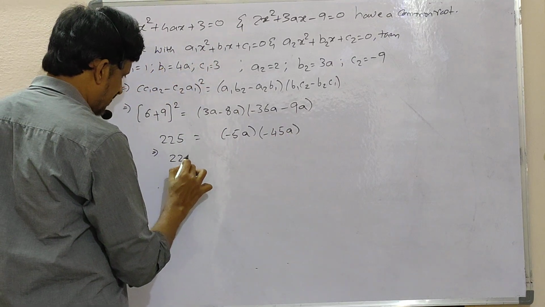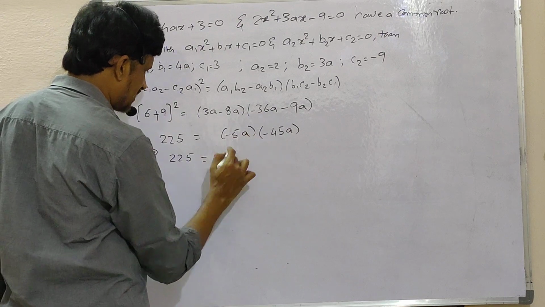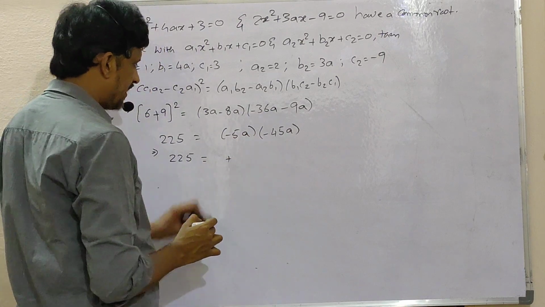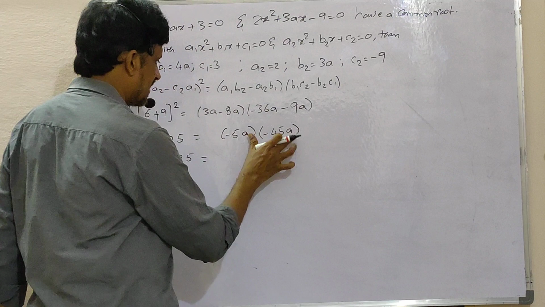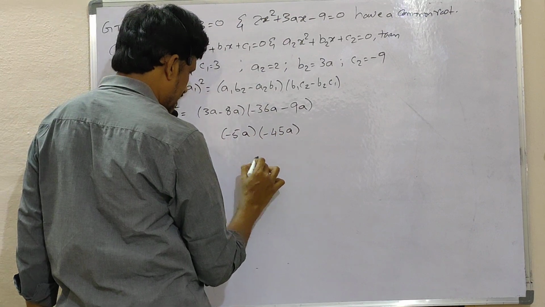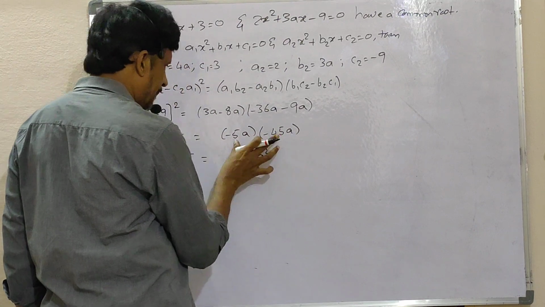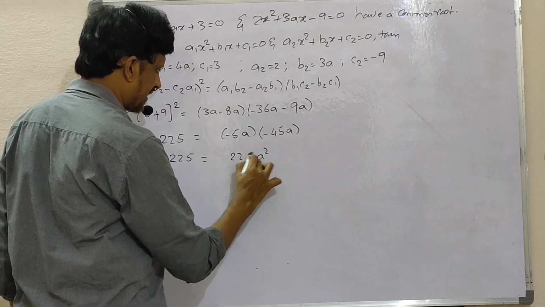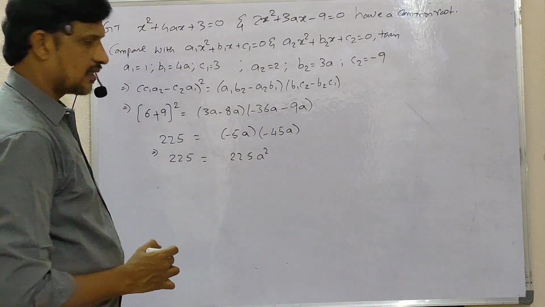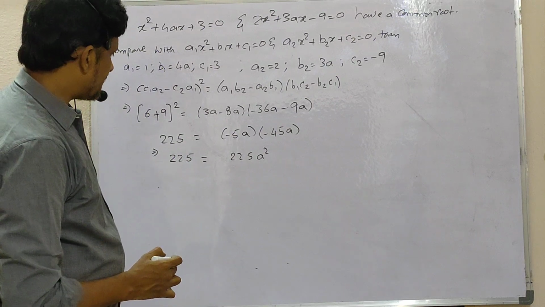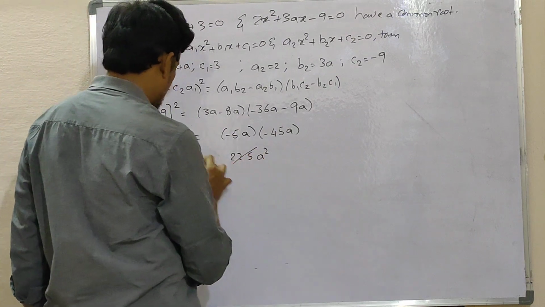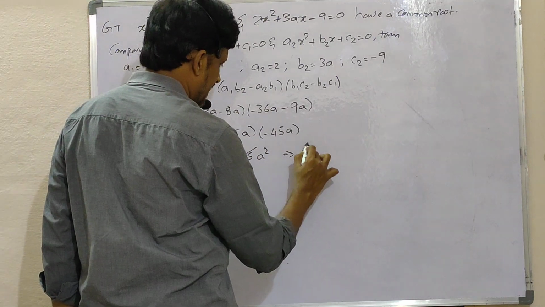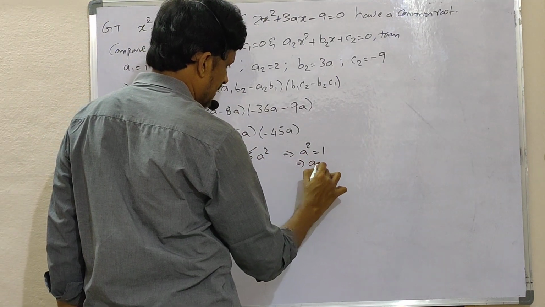So this 225 is equal to minus of minus, which is plus. So no need to write any sign, it means positive. a into a is a square. And what is the product of 5 and 45? The same 225 you are getting. So 225 into a square is equal to 225. These two get cancelled. So a square equal to 1, which means a equals plus or minus 1.